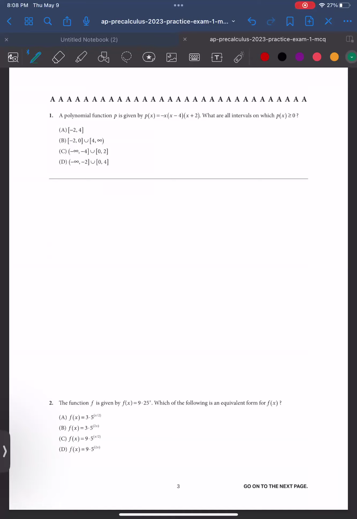A polynomial function p is given by p of x is equal to negative x times x minus 4 times x plus 2. What are all the intervals on which p of x is greater than or equal to 0? So I want to basically do my little number line. Now, where are my zeros? I have 3 of them. x equals 0, x equals positive 4, and negative 2. Exactly. So I'm going to have my 0 here, my 4 over here, and my negative 2 over here.